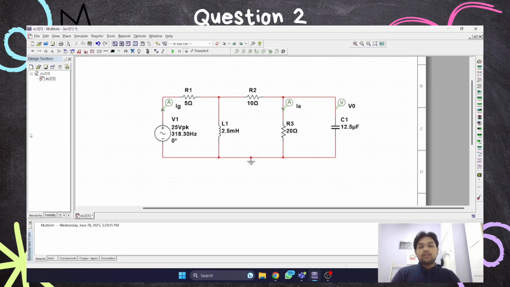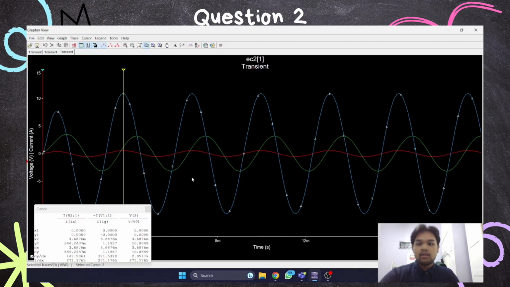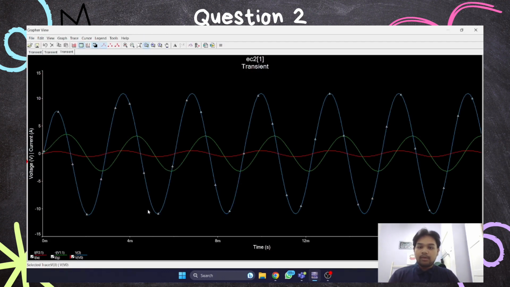So this is the question, and this is the circuit for question 2. As you can see here, the frequency is not given in the question. So what we need to do, using the formula omega equals 2 pi f, is get the correct frequency for the circuit. Now we click here and pick transient, then click run, and this chart will automatically pop up.